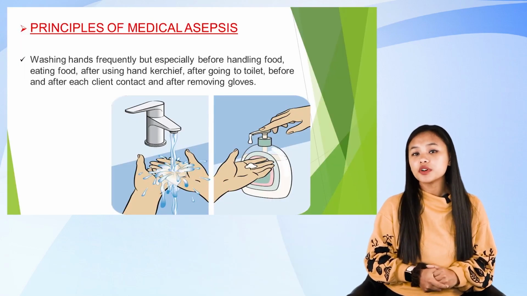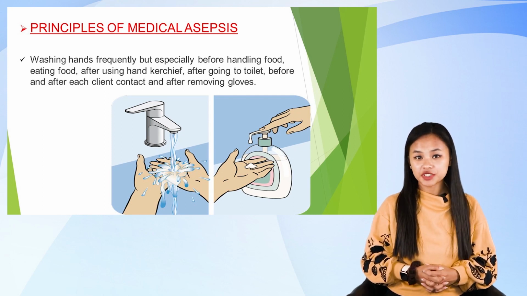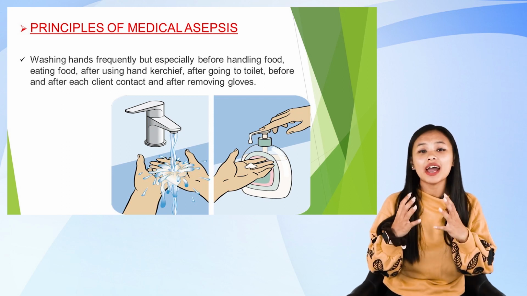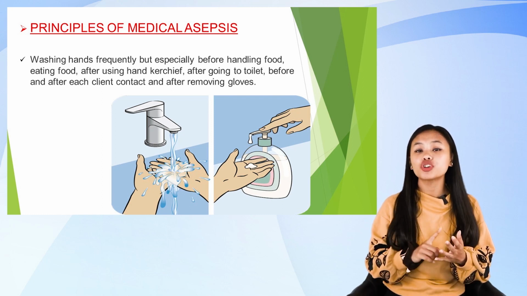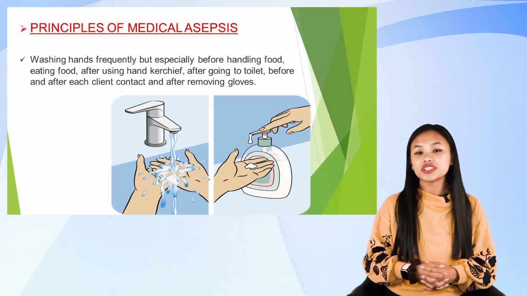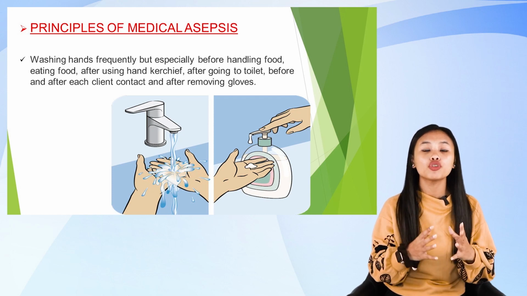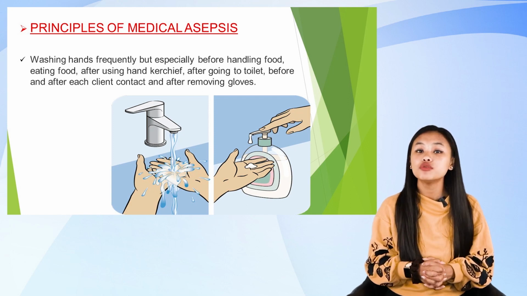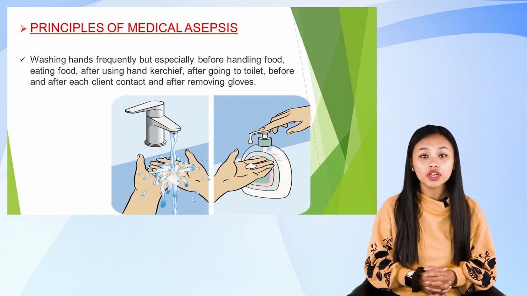So what are the principles of medical asepsis? Here there are various principles. The first one states that washing hands frequently is very important, especially before, during, as well as after you have eaten food, after using the handkerchief, after using the washroom, as well as after and before you provide any treatment to the client, and also after you have removed the gloves. Also after you have removed the gloves is very, very important.